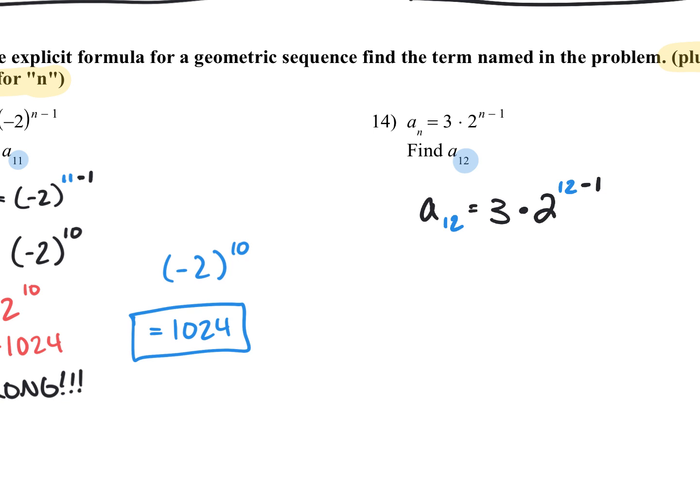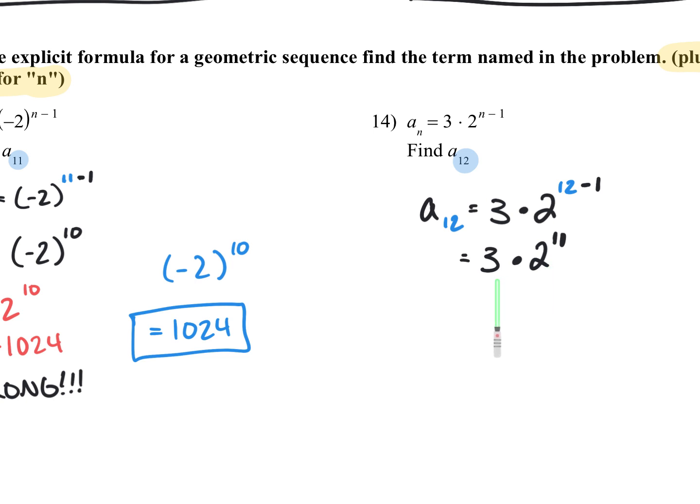Okay? So, as you look at this, you want to simplify it. Well, can you do anything to the 3 right now? No, save it for the end. We want to reduce that exponent. What is 12 minus 1? 11. So now look what we have. We have 3 times 2 to the 11th power.